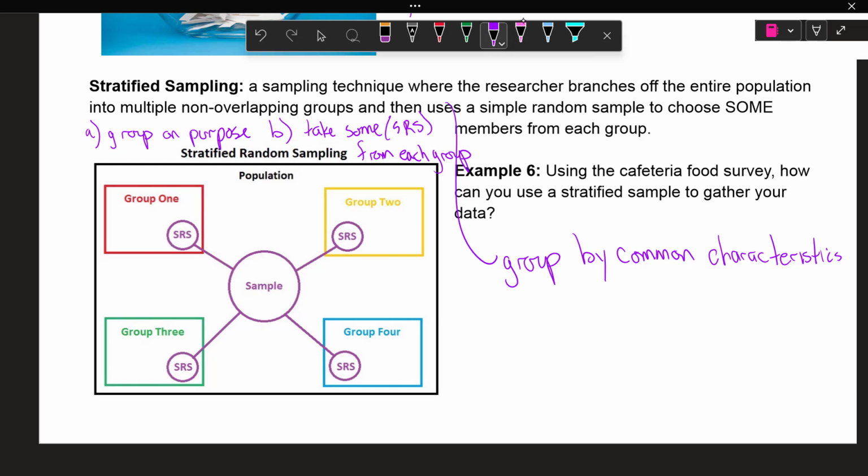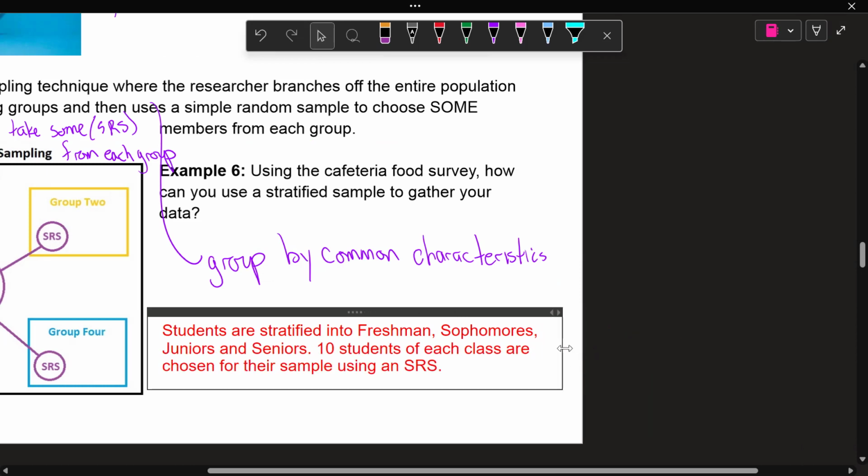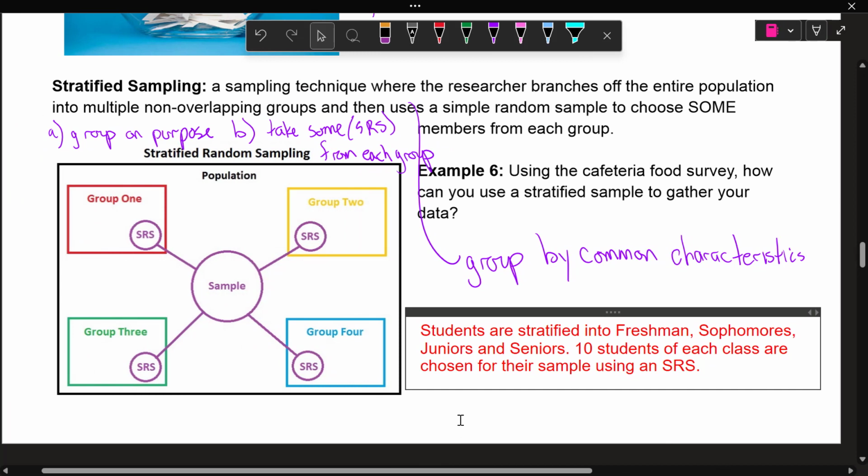So use the cafeteria food survey. How can you use a stratified sample to gather your data? Well, what groups can we split students up into? Well, an easy one would be their year in school. So students are stratified into freshmen, sophomores, juniors, and seniors. 10 students of each class are chosen for their sample using an SRS. So we got freshmen, sophomores, juniors, seniors, and the SRS giving us 10 freshmen, 10 sophomores, 10 juniors, 10 seniors.